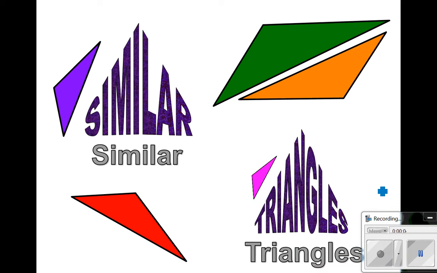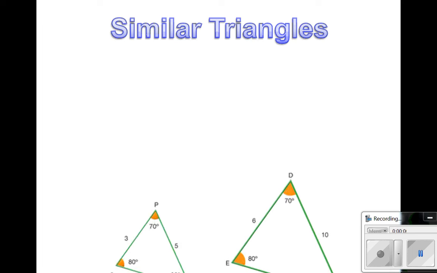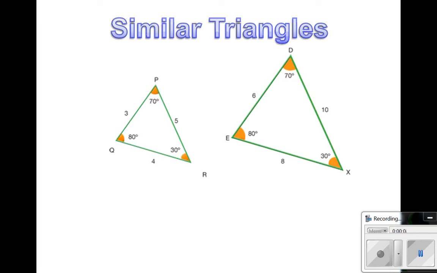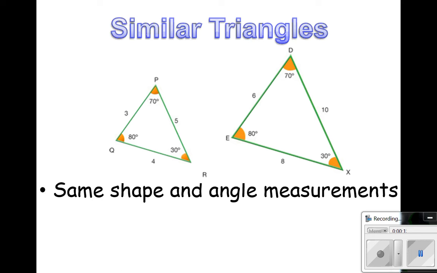Similar triangles. We're going to look at two triangles that are similar to one another and see what their characteristics are. The first thing we're going to notice is that they have the same shape and angle measurements are exactly the same. So obviously, these are two triangles, exact same shape, and let's look at their angle measurements.